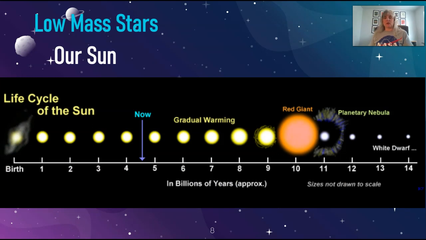Here is a little chart of what our sun is going to do. It was born, and we're about right here, 4.5 billion years. It's going to continue in main sequence for another 5 billion years or so. It'll become a red giant and then a planetary nebula and then a white dwarf at the end of its life. Our sun will gradually warm up, which may destroy our planet at some point, but that's billions of years in the future, so not something that we need to worry about.